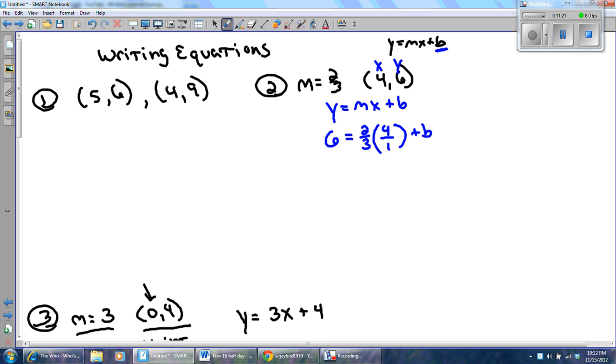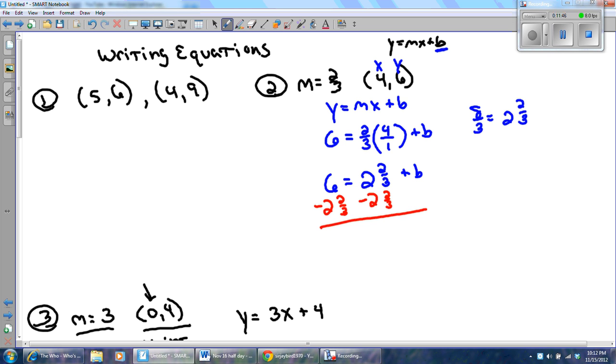All right, so I'm going to get 6 equals, and this isn't going to simplify. I'm going to get 8 over 3 when I multiply. Well, 8 over 3 is the same as 2 and 2/3. So I'm going to have 2 and 2/3 plus b. Now I'm going to subtract 2 and 2/3, right? And I know some of you get really freaked out over this. Oh my goodness, it's a fraction. All right, well, watch how we do this.